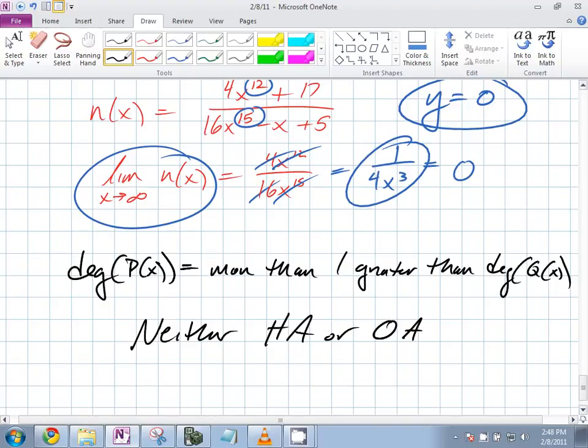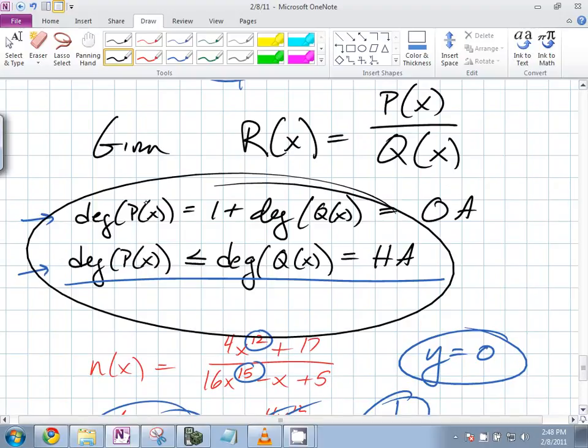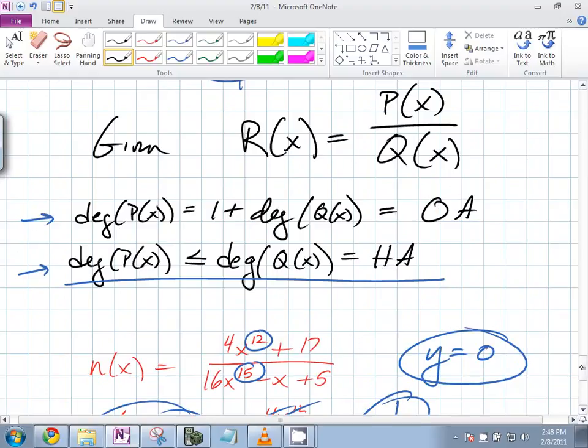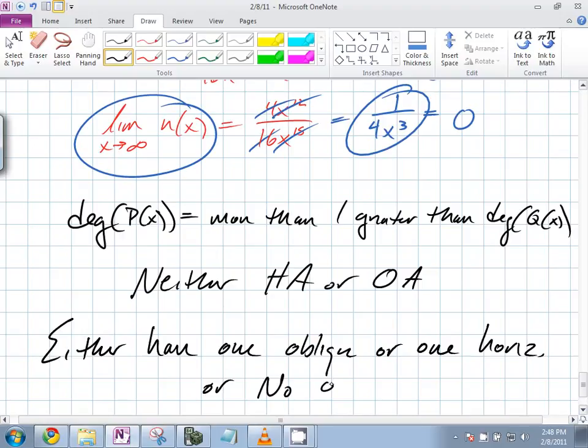Can you have an oblique and a horizontal asymptote on the same graph? You can have a vertical and an oblique. You can have a vertical and a horizontal. Can you have an oblique and a horizontal? No, because it's mutually exclusive. You can't have both of those. Can both of these things be true at once? No, you can't. So you either have one oblique or one horizontal or no oblique or horizontal. You can't have both.